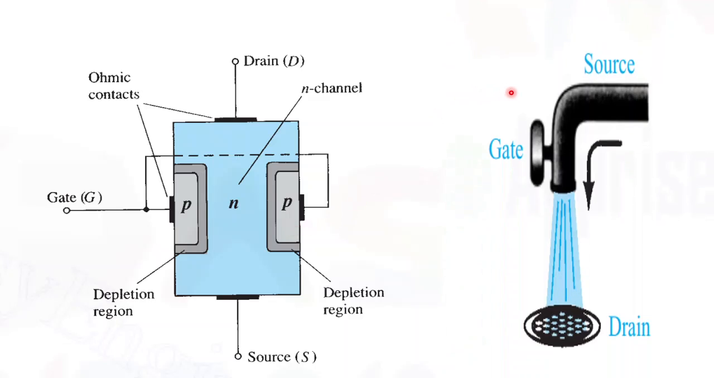And what we can understand by source, gate, and drain. The gate is the controller of flowing something. It may be water, it may be voltage, it may be current from source to drain. So the gate is controlling all over.